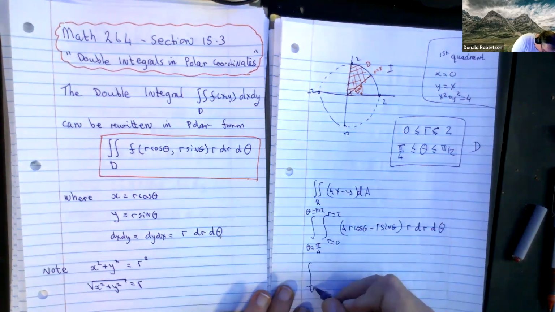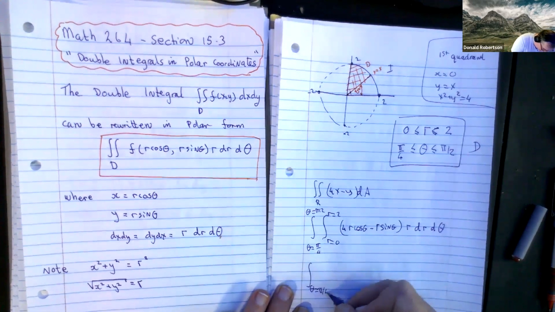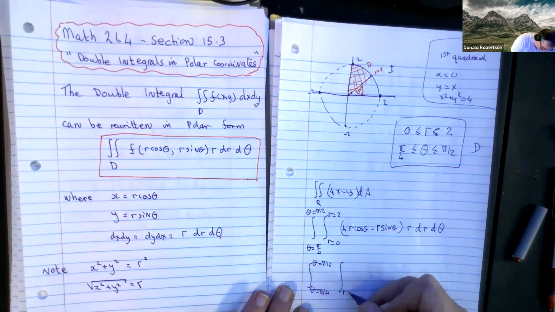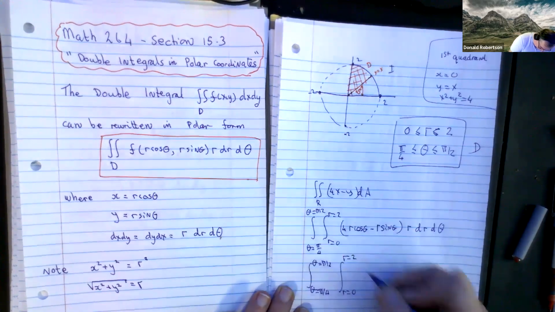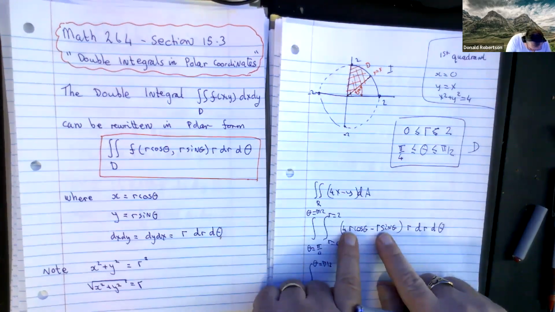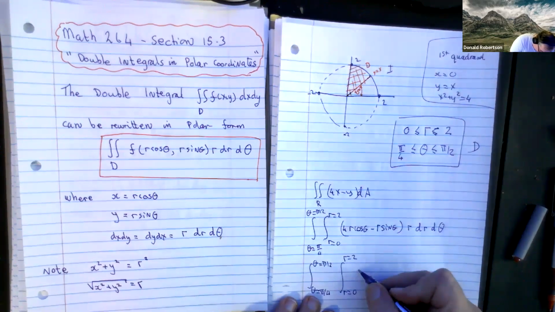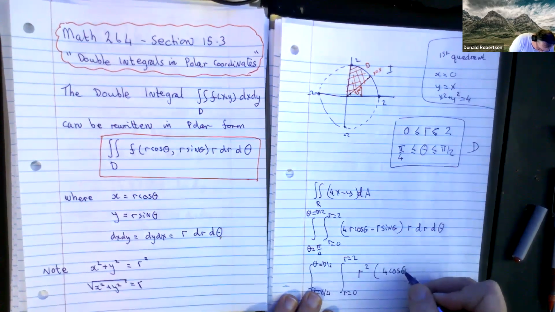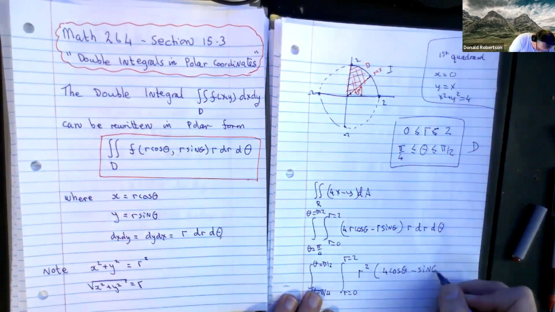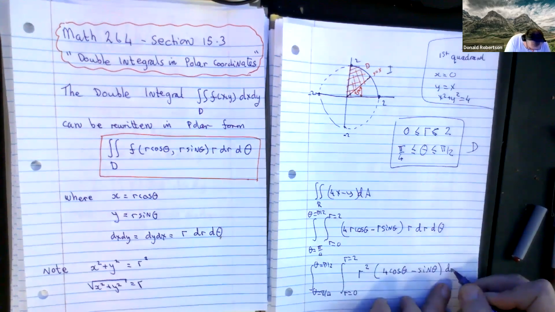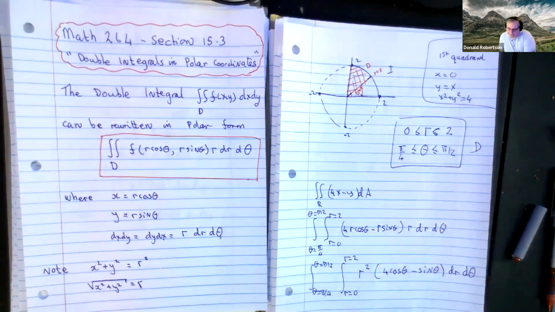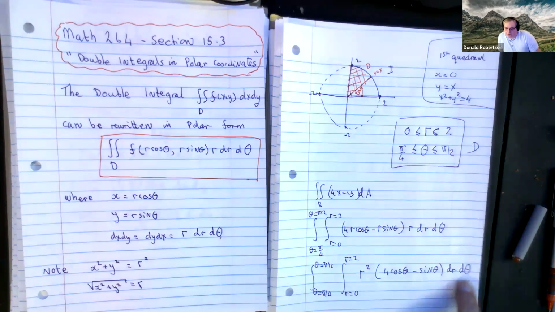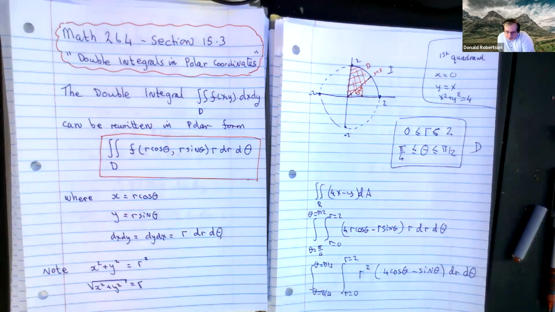And this now becomes theta is pi upon 4 to pi upon 2, r equals 0 to 2. If I pull out an r and multiply that guy, what I end up with is an r squared, a 4 cosine theta, take away a sine theta. Now I have a dr, and now I have a d theta. So this would be the double integral, pretty much converted into polar.